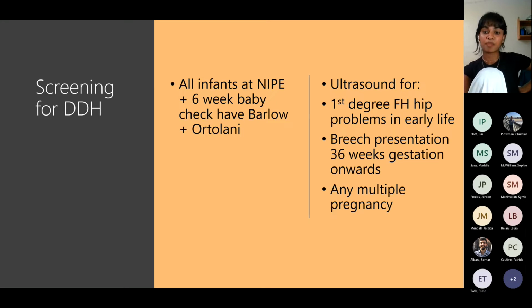And also if they're breech presentation at 36 weeks onwards. Even if they're breech at 36 weeks and then turn around again, and they're cephalic when they're born, you still need to ultrasound them. A tricky SBA stem could trick you by saying they were cephalic, but they did an external cephalic version where they turned the baby and delivered normally. You still need to do an ultrasound, because being breech at 36 weeks still increases their risk of having DDH, even if they were turned subsequently.